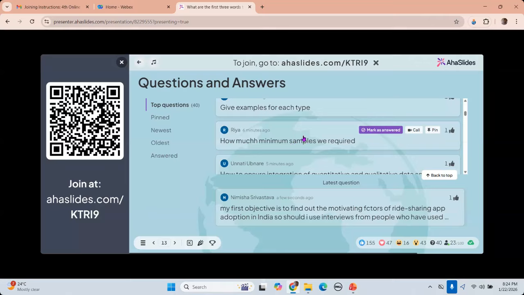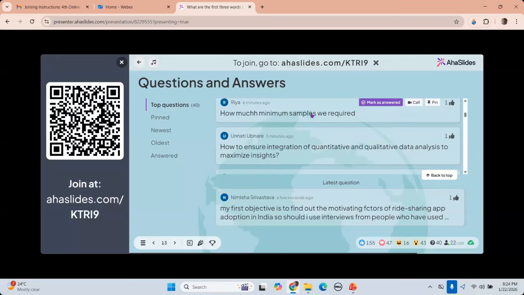Okay, so it depends on the type of method that you have. You can decide what kind of sampling techniques you're going to use. In general, if it is quantitative, probability sampling. If it is qualitative, non-probability sampling techniques.